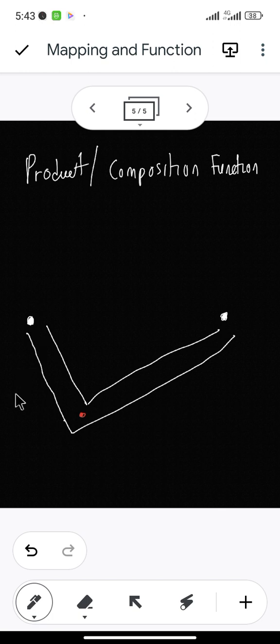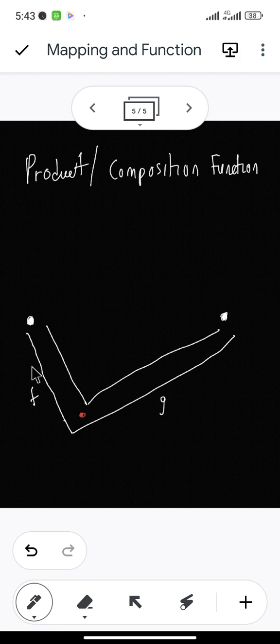Let's assume a function f. Now you need another function to get you from here to here. Remember we said a function can be anything. Let's say you need a bicycle to get you from here to here. Let's call the bicycle's function f. You need a car to get you from this point to this point. Let's call the car's function g.